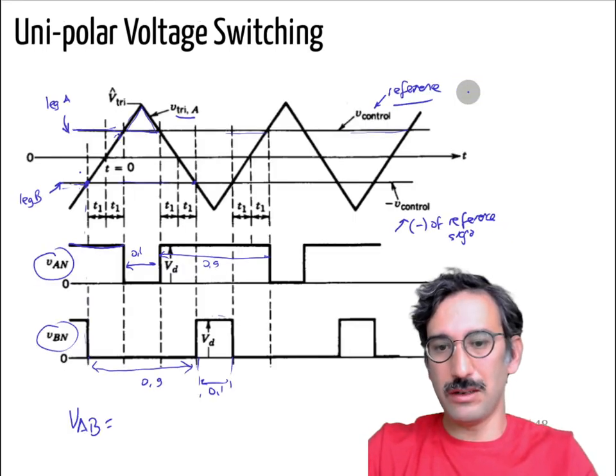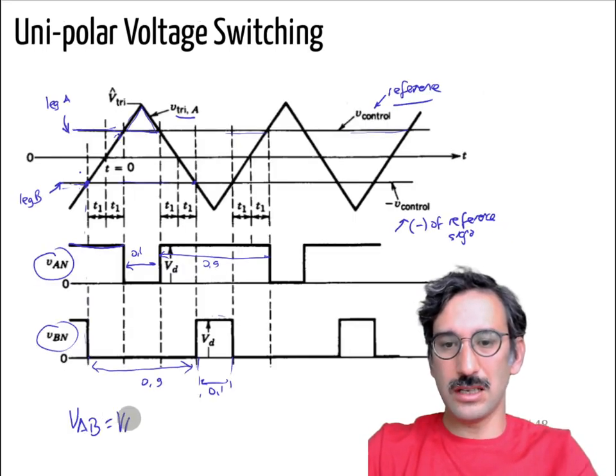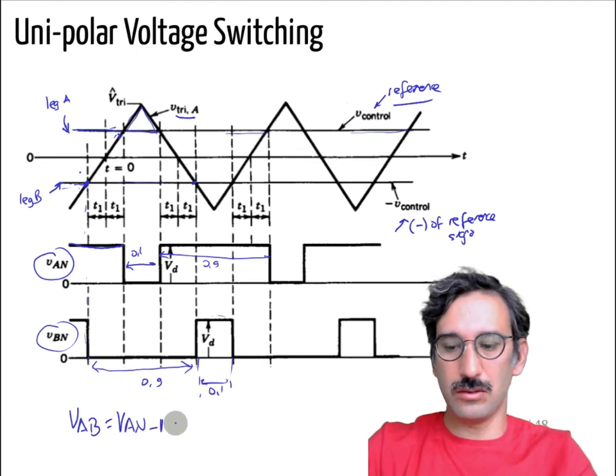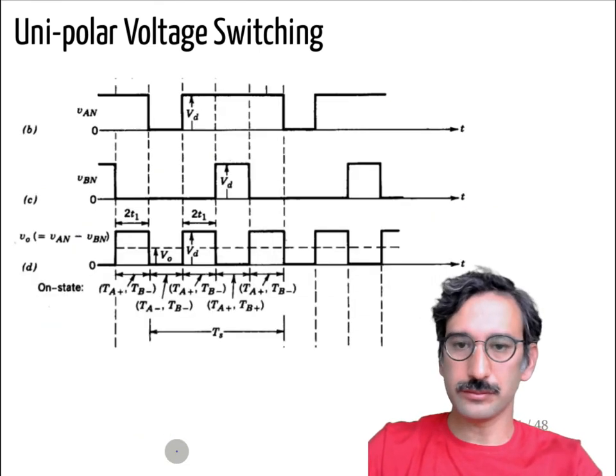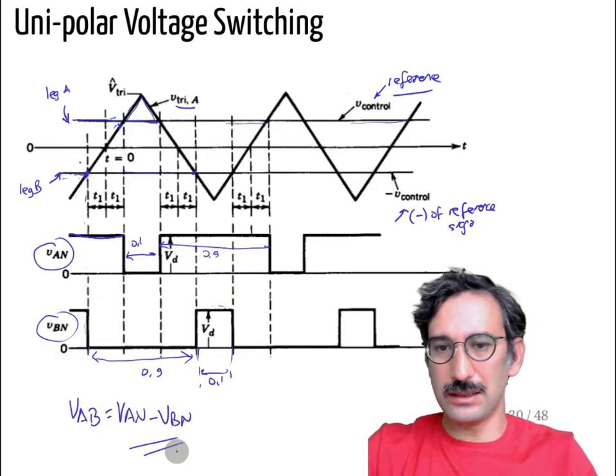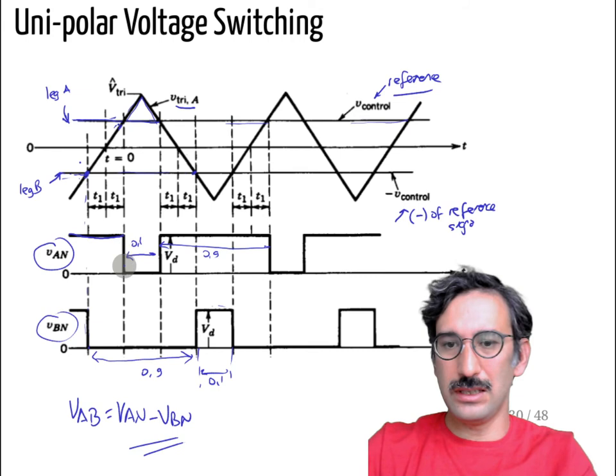In order to have the VAB voltage, you need to subtract VBN from VAN. Okay, so let's have a look at that one. You have positive VD minus 0, so positive minus 0, you will have positive voltage. Then you have 0 minus 0, then you will have 0 voltage. Positive minus 0, positive, positive, positive, then you will have 0 voltage.